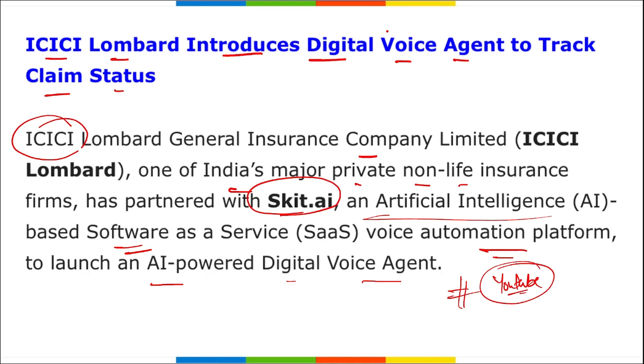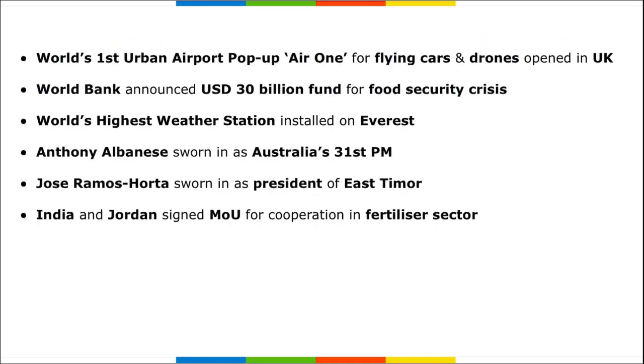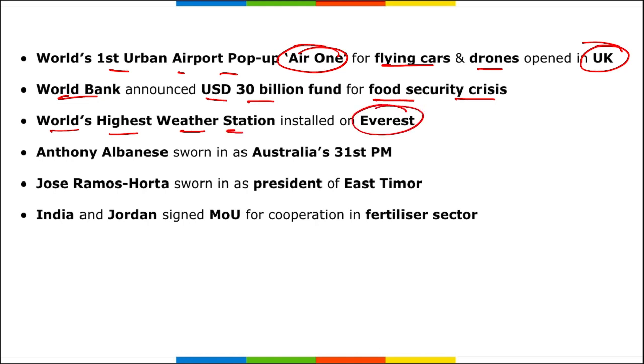So coming back, remember it is ICICI Lombard that has introduced a digital voice agent to track the claim status. Then world's first urban airport, Air One, used for flying cars and drones, has opened in UK. World Bank announced $30 billion fund for food security crisis. World's highest weather station was installed on Mount Everest, and it was installed by whom? It was installed by Nat Geo. Anthony Albanese has sworn in as Australia's 31st Prime Minister. Jose Ramos Horta as the President of East Timor.